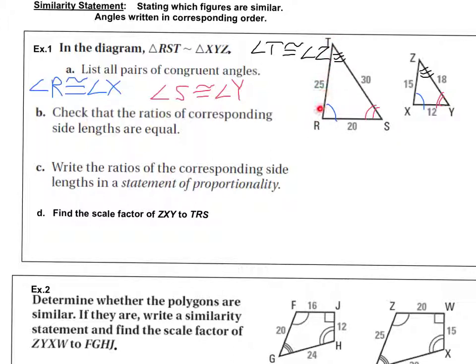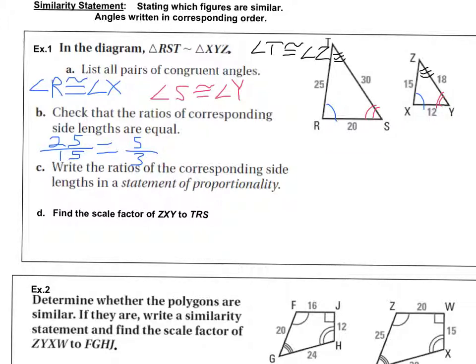TR is 25 and XZ is 15. If we compare those, 25 to 15 might look like this. And if you simplify that, what do you get? Well, we can divide the top by 5 and get 5. And if we divide 15 by 5, we get 3. So 5/3. That doesn't really tell us anything except that the one triangle is a ratio of 5 to the small triangle of 3. What we want to know is, are all the side relationships going to equal 5/3? So check the ratios of corresponding side lengths are equal. We want all of them to equal 5/3.